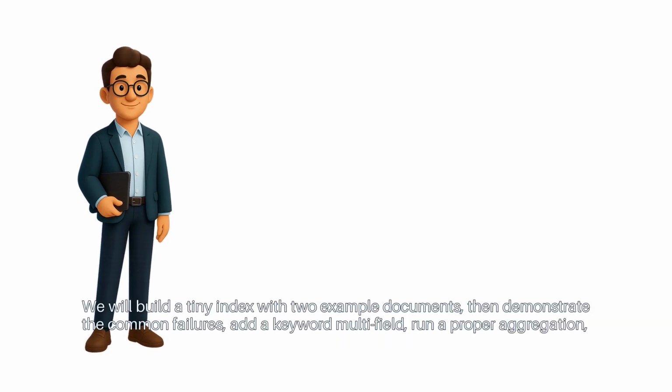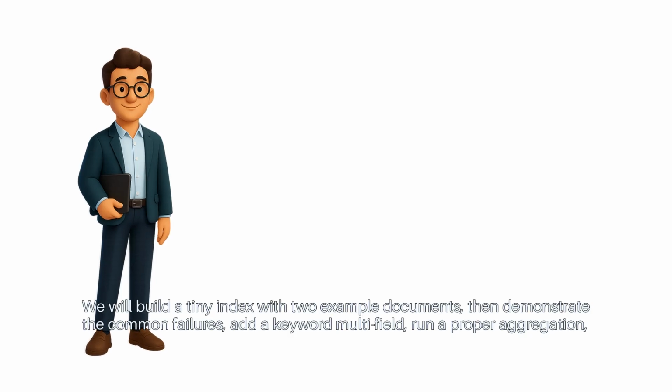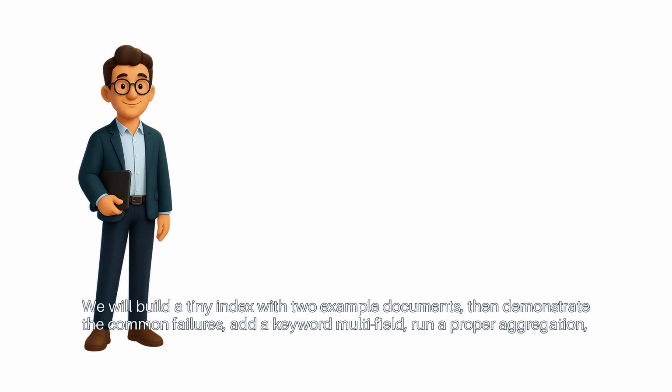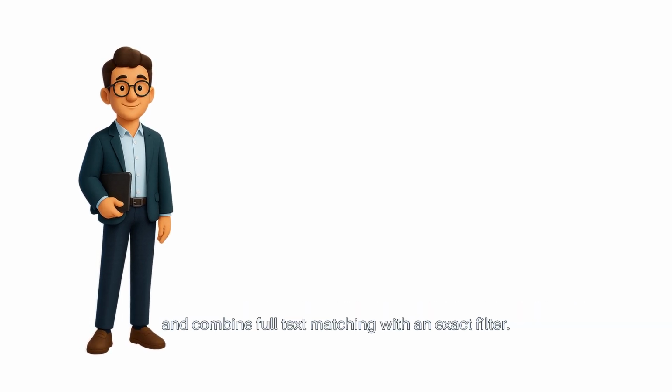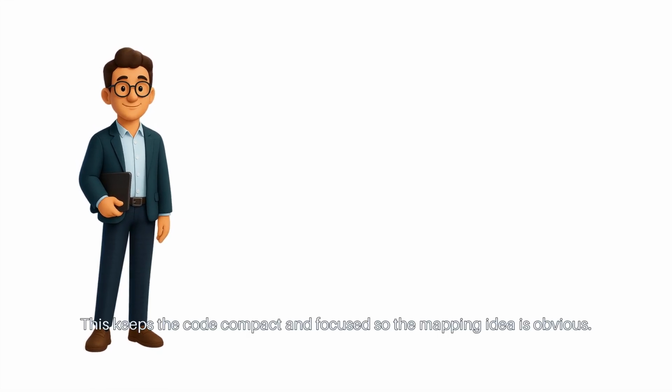We will build a tiny index with 2 example documents, then demonstrate the common failures, add a keyword multi-field, run a proper aggregation, and combine full text matching with an exact filter. This keeps the code compact and focused, so the mapping idea is obvious.